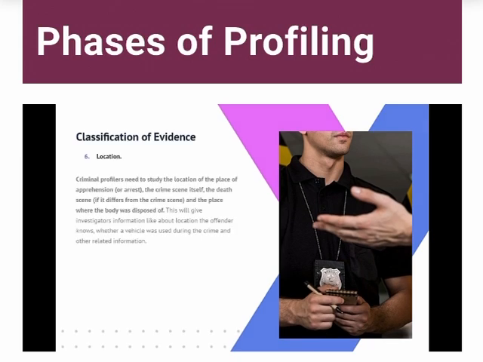6. Location. Criminal profilers need to study the location of the place of apprehension or arrest, the crime scene itself, the death scene, if it differs from the crime scene, and the place where the body was disposed of. This will give investigators information like locations the offender knows, whether a vehicle was used during the crime and other related information.